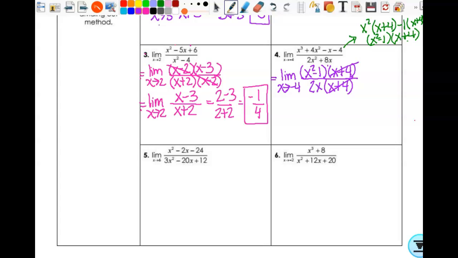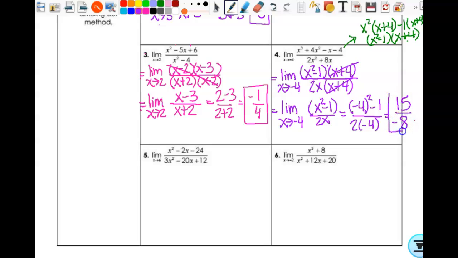Make sense? So we can just leave it like that, and this becomes the limit as x approaches negative 4 of x squared minus 1 over 2x. And I actually could have dropped the parentheses in the numerator. I just wrote them. It really doesn't matter either way. Okay. Now I can evaluate. So this is going to give me negative 4 squared minus 1 over 2 times negative 4. So it'll be 16 minus 1, that's 15 over negative 8. And that's all I can do. Okay. Or negative 15 over 8, it doesn't matter.